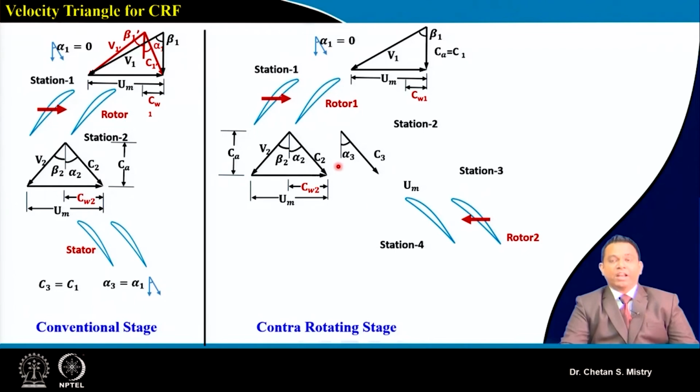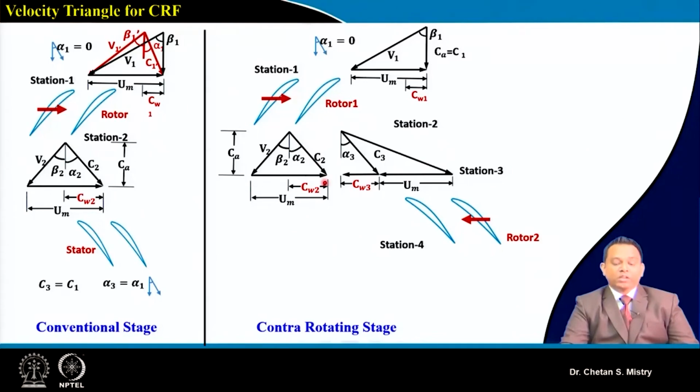What it is doing, you can understand: my flow comes out from rotor 1 with some absolute velocity and flow angle alpha 2, and the same flow we can assume enters rotor 2, since it is rotating in the opposite direction. So let me put this direction of rotation, this is my u. Now, we know our velocity triangle needs to be a closed velocity triangle, so let me put this as a closed velocity triangle.